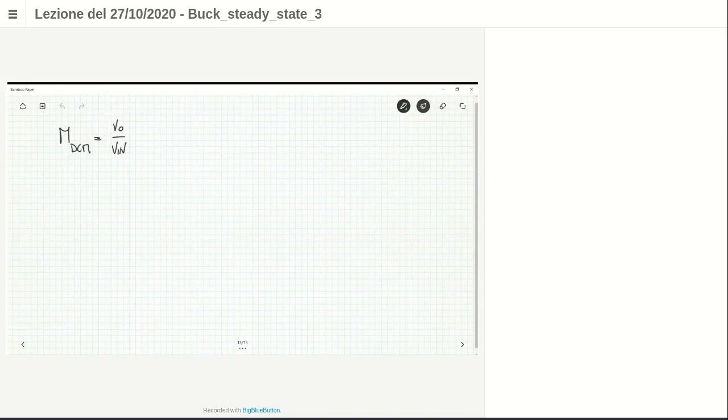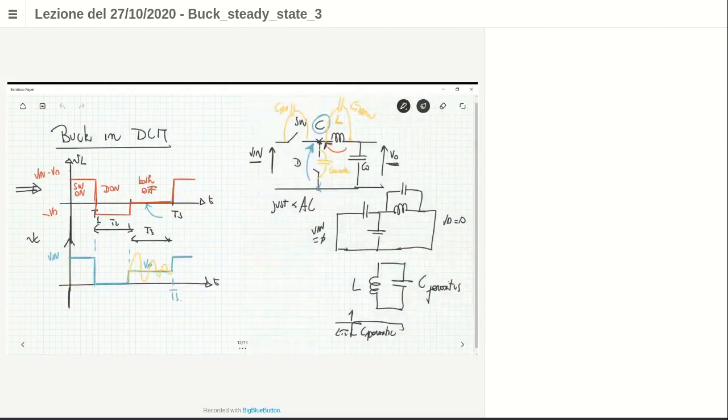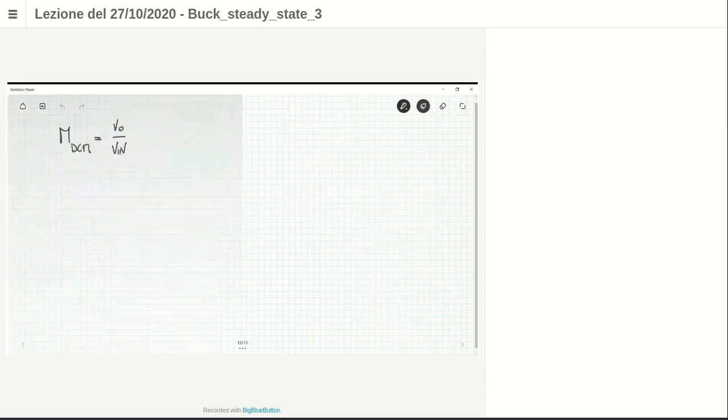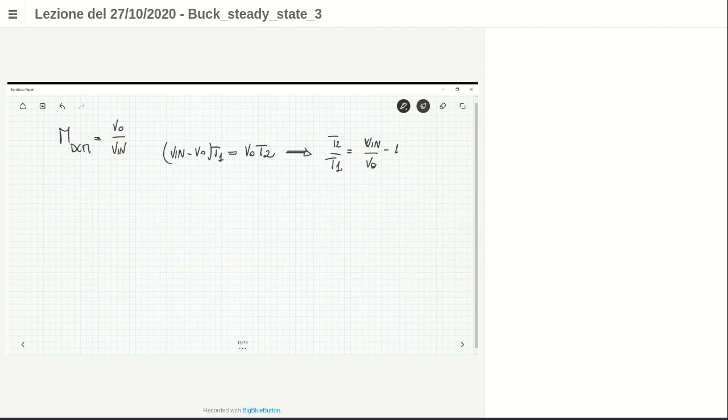Okay, so let me consider that in order to have no DC component in the voltage across the inductor, the two areas here should be the same. Okay, this is A1 and this is A2, as we previously did for the CCM. So the area A1 is V in minus V0 multiplied by T1, which is the same as V0 multiplied by T2. Let me just derive for a second the ratio between T2 over T1, because it will be useful later. T2 over T1 is V in minus V0 over V0, minus 1. And take note of that because it will be useful.